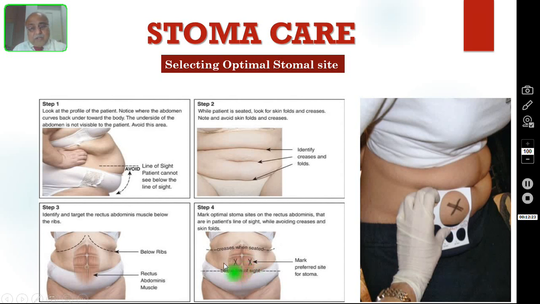You can mark it on the right side if it is for ileostomy, and you can mark it on the left side if it is a colostomy. So this is what you have to do. You have to mark it, and this is what you are seeing here. You are marking it with an indelible ink over the patient's skin. And you have to explain all these things to the patient and to the patient's close relative also.